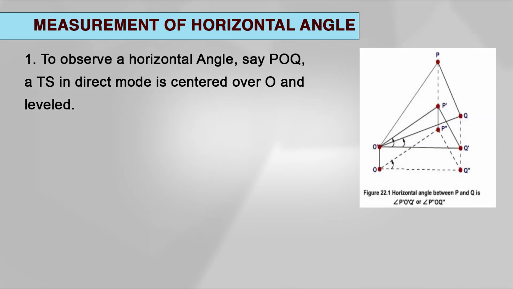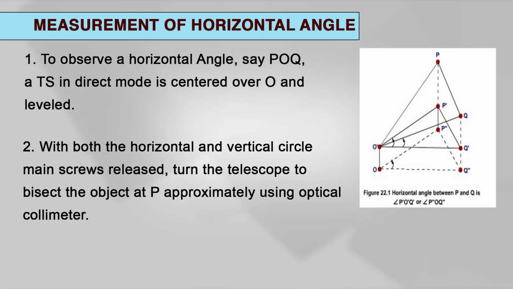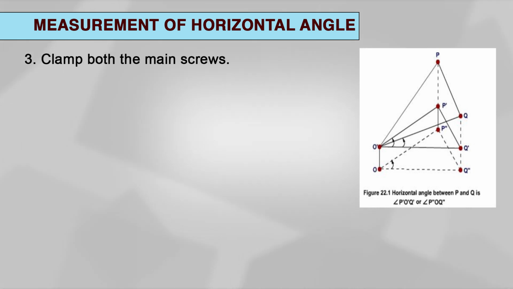To observe a horizontal angle, say POQ, a total station is centered over station O and leveled correctly. With both the horizontal and vertical circle main screws released, turn the telescope to bisect the object at P approximately using the optical collimator. Clamp both the main screws.